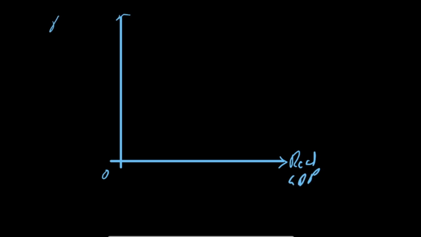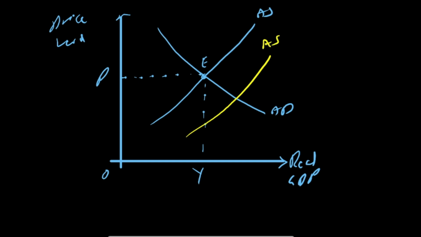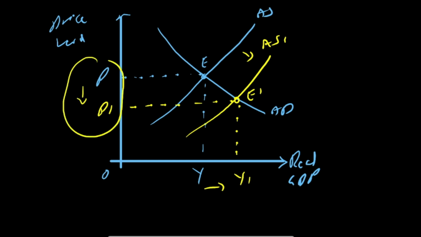We can look into the graph again. So we have price level on X, real GDP on Y. So aggregate demand is negatively sloped and aggregate supply is positively sloped. So equilibrium takes place at E, where initially price level is P and real GDP is Y. So now looking at the supply side impact of the increase in investment, then aggregate supply will shift to the right, wherein equilibrium will move to E1, real GDP will increase to Y1, so national income will increase, but at the same time price level will decrease, right?